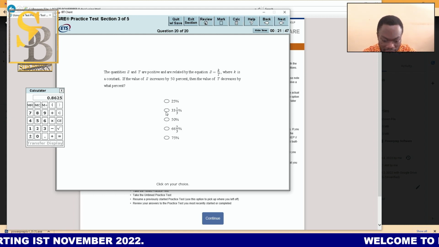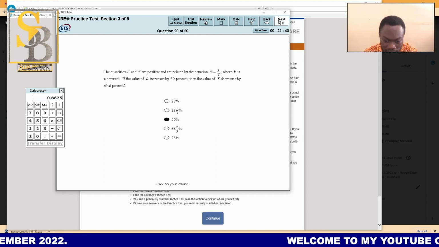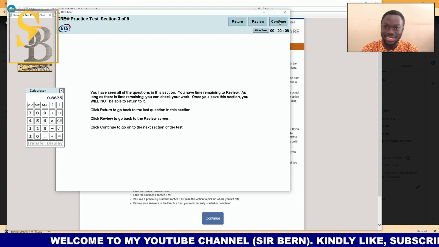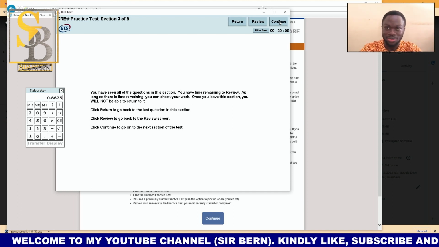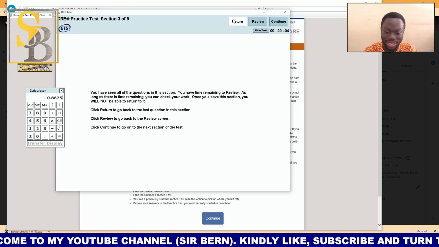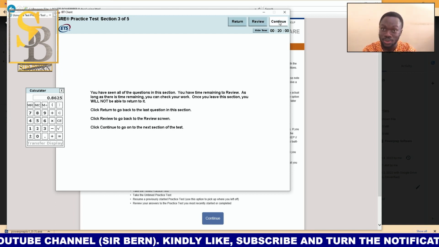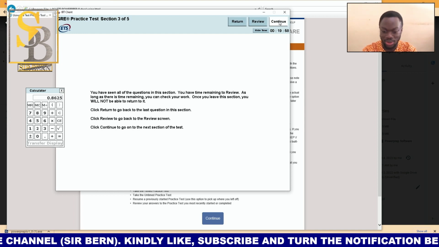Then next comes this, the last question, multiple choice, one answer, maybe 50%. You go to next. So this interface is warning you, like the verbal reasoning interface. So return or send is the last question. Review lets you know what you have done. Then continue is if you think you are done, so you are moving on.